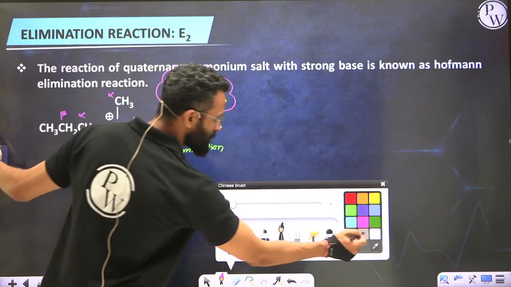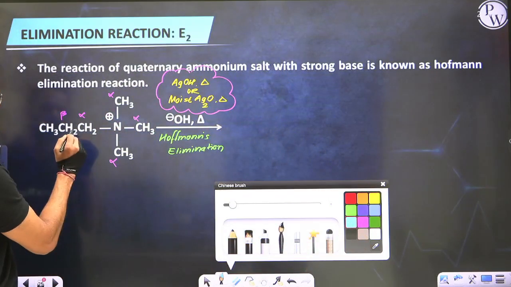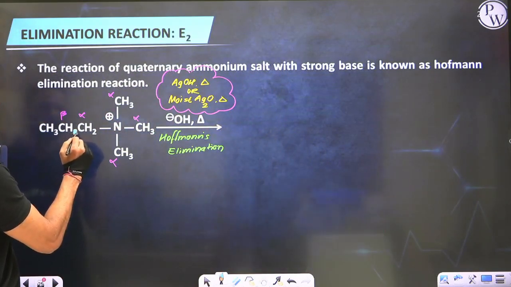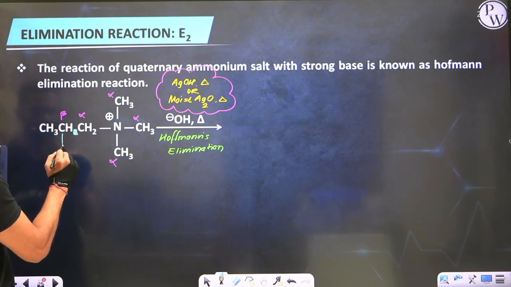So what will we do? Let me highlight one of the hydrogens. Let's say this CH2 I'm writing like this. I've erased this 2. I'm putting one H here.